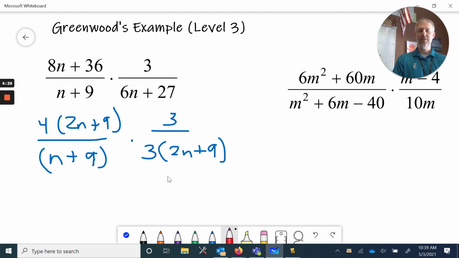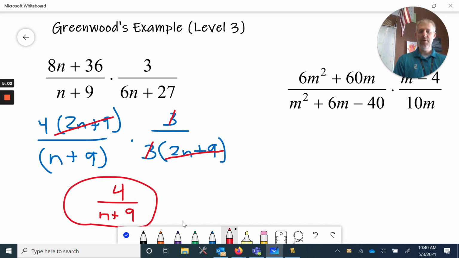Okay, so I did my factoring. And now I'm looking for common factors. So I notice I've got a 3 top and bottom. My 2n plus 9, actually, I got another 2n plus 9 here. So those will cancel. And now this looks like a level 2 problem that we just went through and canceled. And now I'm left with 4 on the numerator and n plus 9 on the bottom. I think that'll look a little better, more readable. Again, remember I said that the parentheses are optional there. Okay. All right, so that simplifies to 4 over n plus 9.